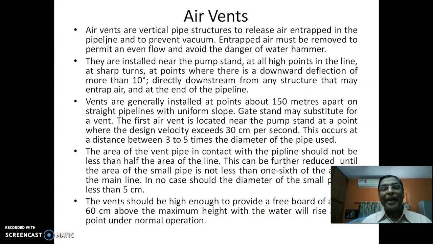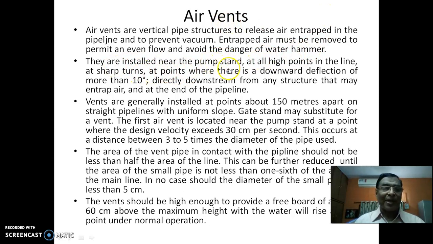Okay. Then air vents. We have got a separate slide exclusively text matter for this because there are certain points to be remembered. First of all, what are air vents? Air vents are vertical pipe structures to release air entrapped in the pipeline. There is a spelling mistake here, pipeline, and to prevent vacuum. Normally, even in your house, when water is supplied, air vents are seen with a small pipe rising from the connections, right? Particularly on the roof of your house. Entrapped air must be removed to permit an even flow and avoid danger of water hammer. Normally water hammer occurs and it will crash the pipeline at any point, particularly at the ends. So water hammer will be prevented.